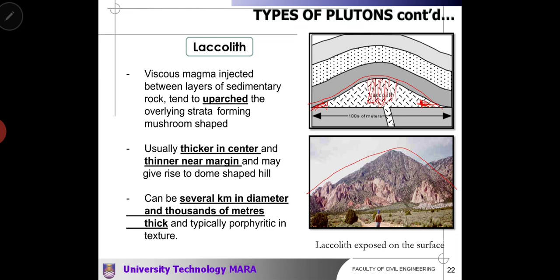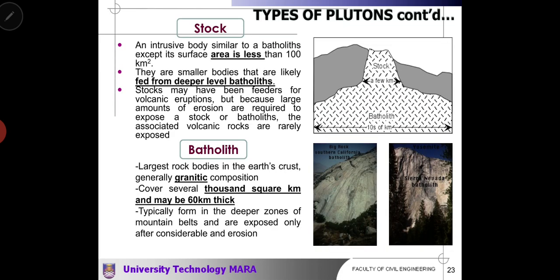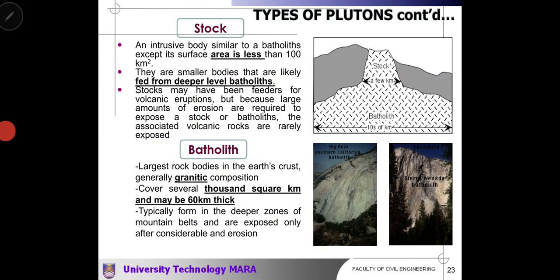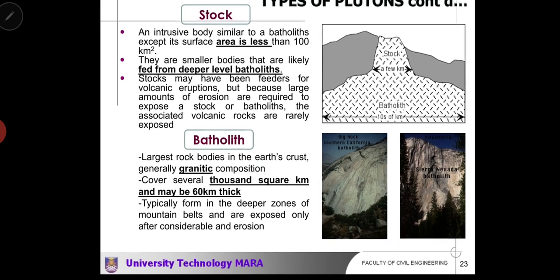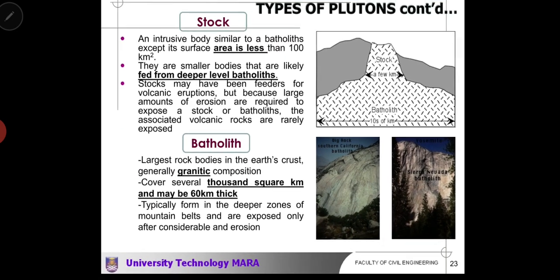Because of the earth's movement, we can see all of these formations. We have two types of ideal Pluton known as stocks and batholiths. The biggest is the batholith and the smaller is the stock. You need to see the differences. It's not much in terms of formation, but a stock is smaller compared with a batholith. So this is all about Plutons.